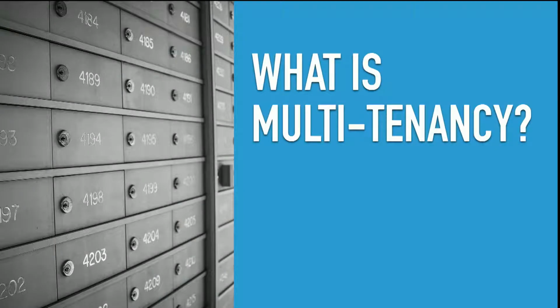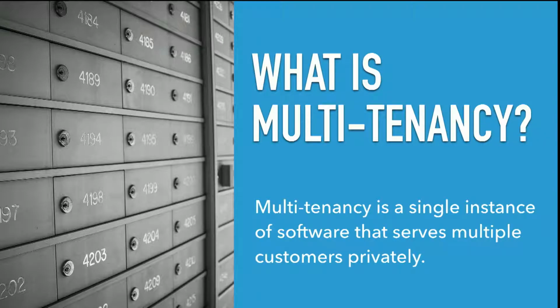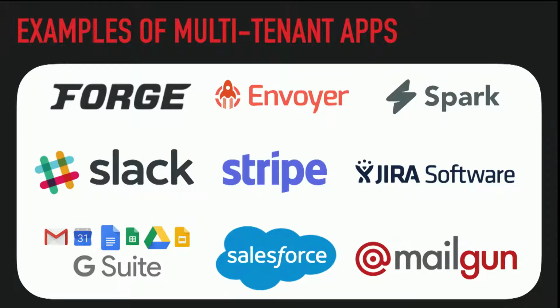So the first, what is multi-tenancy? The majority of you know, but for those who don't, multi-tenancy is a single instance of software that serves multiple customers privately. So we think of it as you can log into a service, see your data, somebody else can log into the same service, see their data, and you're not mixing that data between them unless you explicitly want to. Some examples of multi-tenant apps you would already use: things like Forge, Envoy, or Spark, some bigger names like Slack and Stripe and even Google. Those can all be considered multi-tenant apps because your data is siloed and private.